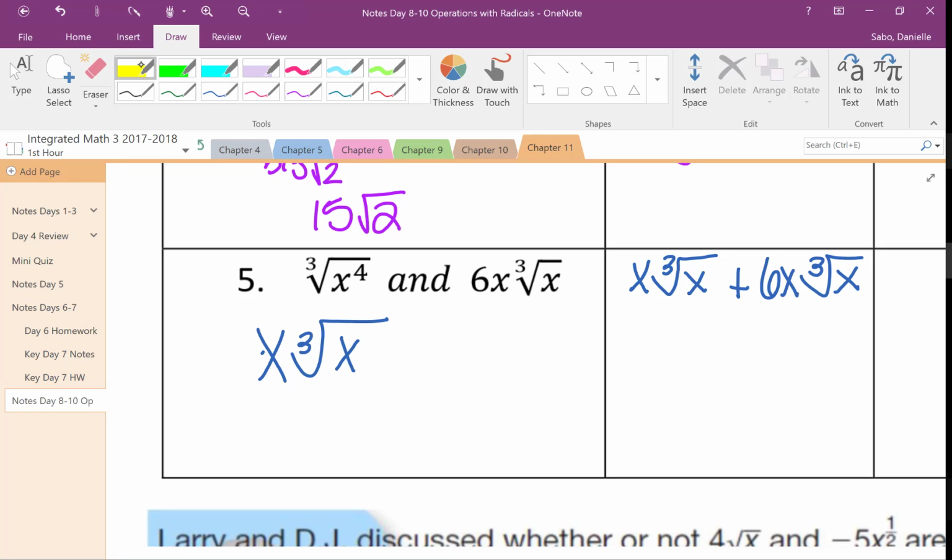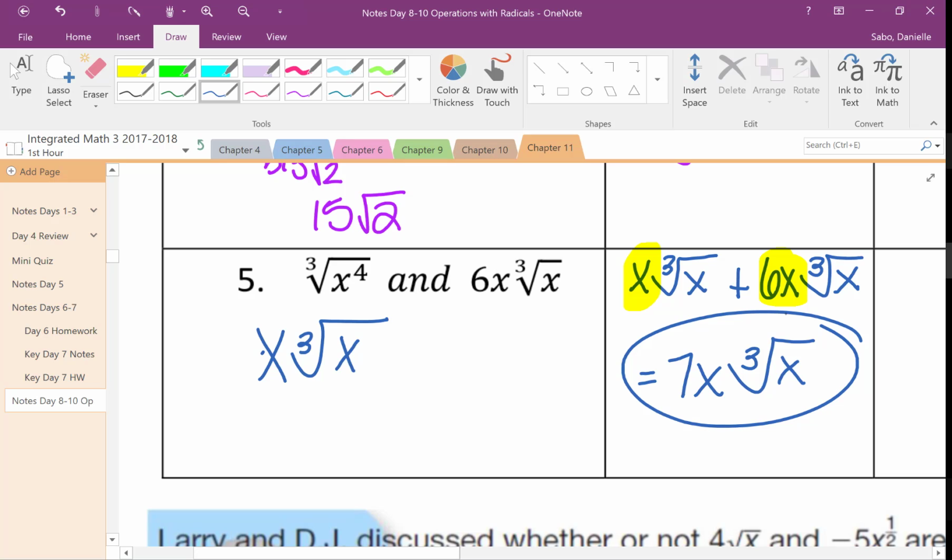I'm going to take my highlighter and show you that we're just adding those numbers out in front. What is x plus 6x? There we go. Do the difference, please.